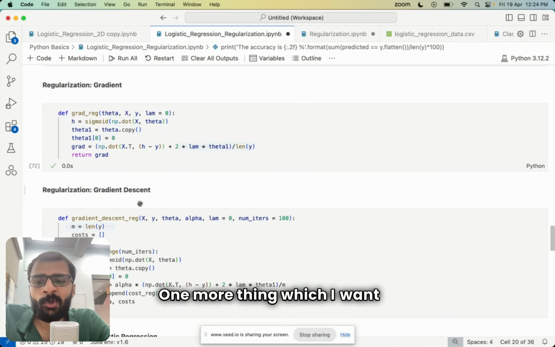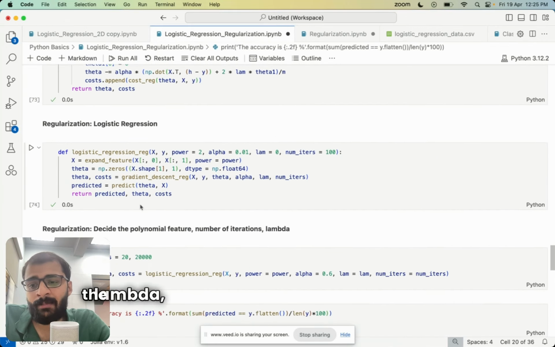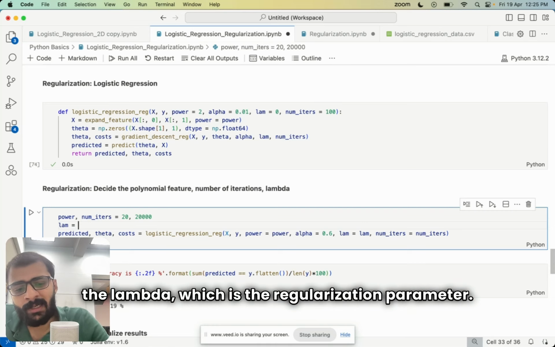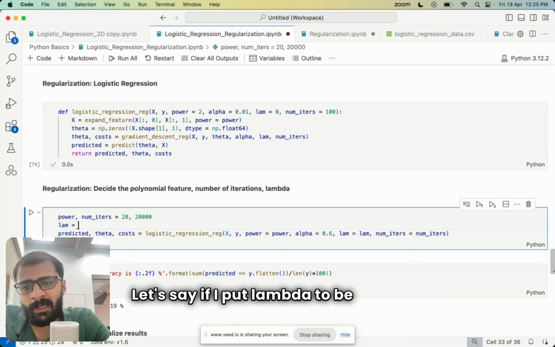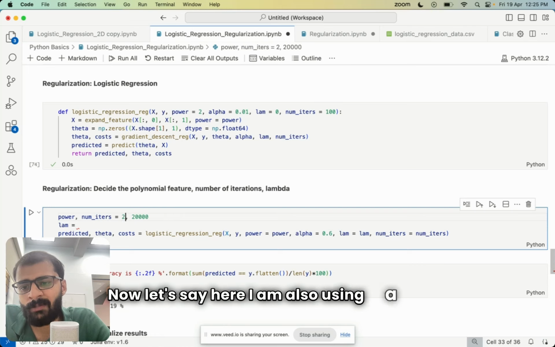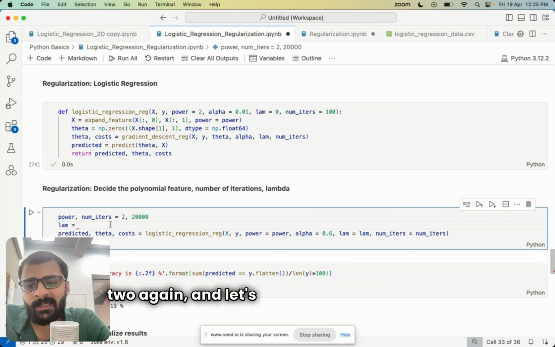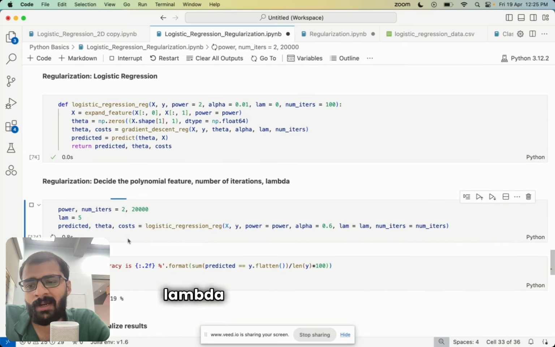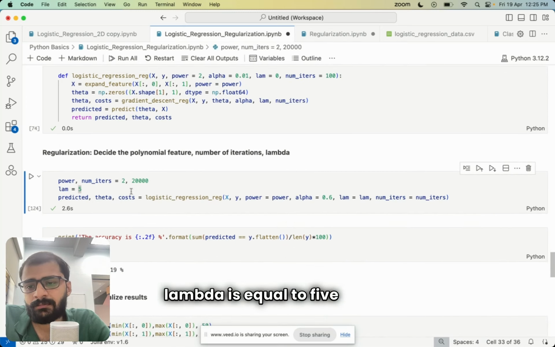One more thing which I want to show you all is the effect of the lambda, which is the regularization parameter. Let's say here I am also using a power of 2 again, and let's say I use lambda as 5. Notice the earlier accuracy was 71. Now let us see the accuracy when lambda is equal to 5.